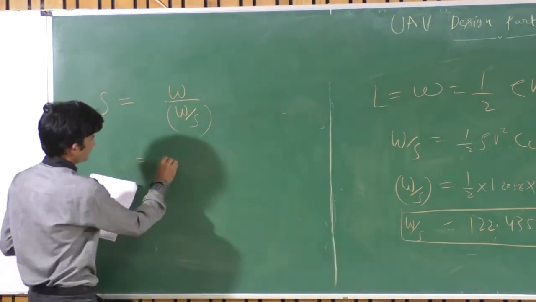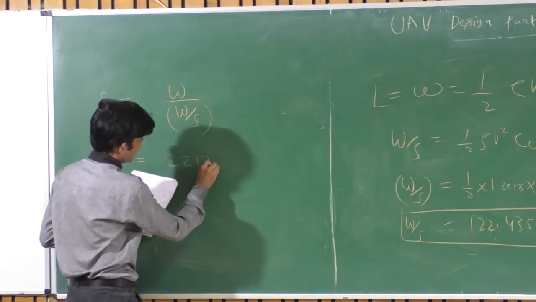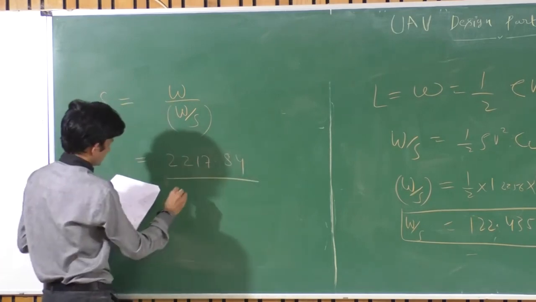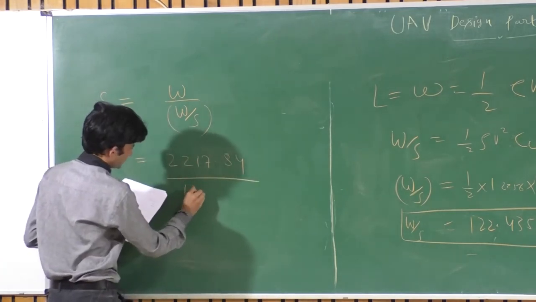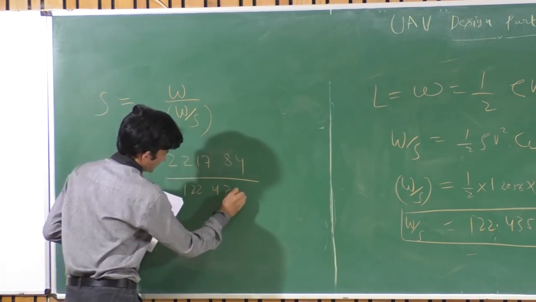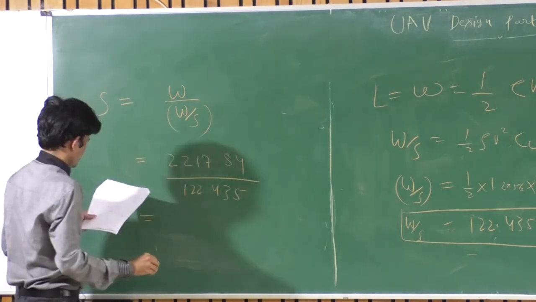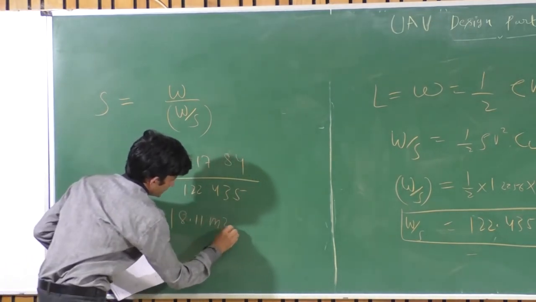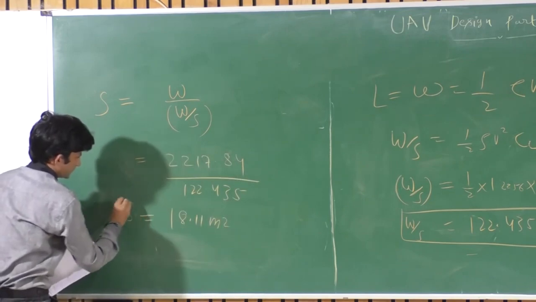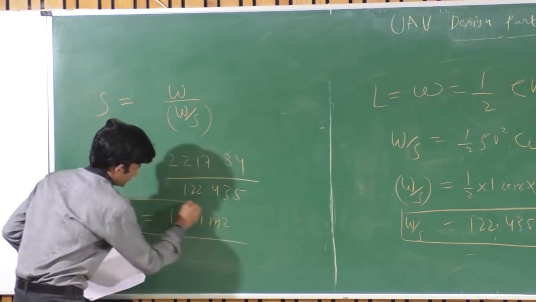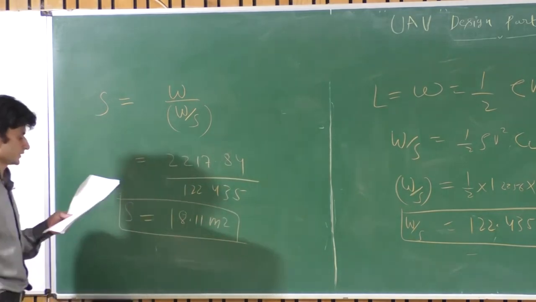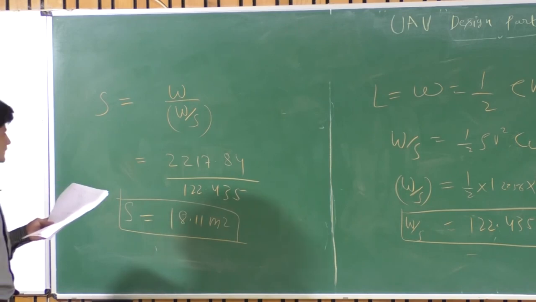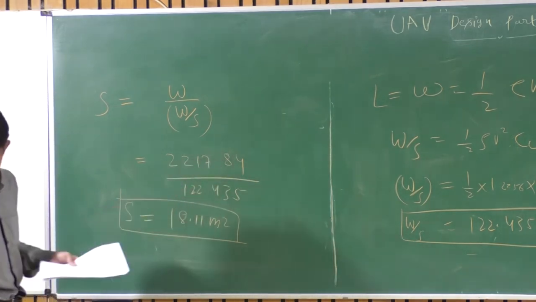W is nothing but 2217.84 and W/S is nothing but 122.435. This is nothing but 18.11 meter square. This is area. Okay, 18.11 meter square area. This wing loading corresponds to that design speed.